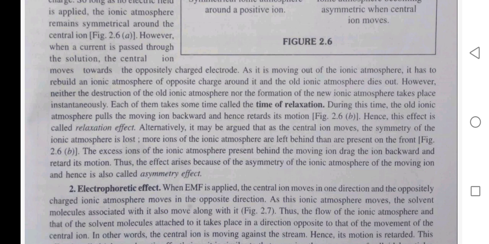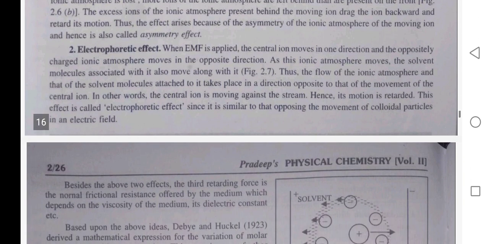Alternatively, it may be argued that as the central ion moves, the symmetry of the ion atmosphere is lost. More ions of the ionic atmosphere are left behind than are present in front. The excess ions of the ionic atmosphere present behind the moving ion drag the ion backward and retard its motion. Thus, the effect arises because of the asymmetry of the ionic atmosphere of the moving ion, and hence is also called asymmetric effect.